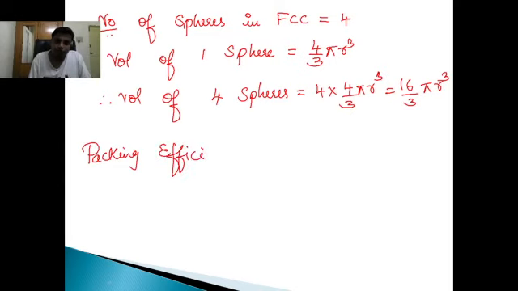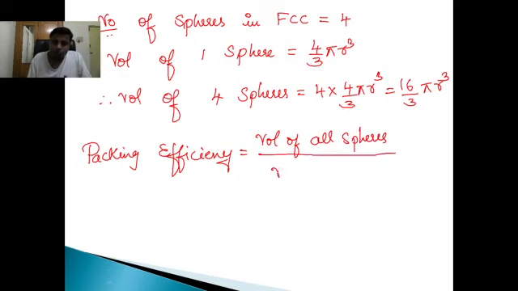Packing efficiency is given by the formula: volume of all spheres divided by volume of cube, into 100. How many spheres are there? 4 spheres. Therefore, it is nothing but the volume of 4 spheres. How much is the volume of 4 spheres? It is 16 by 3 pi r cube.